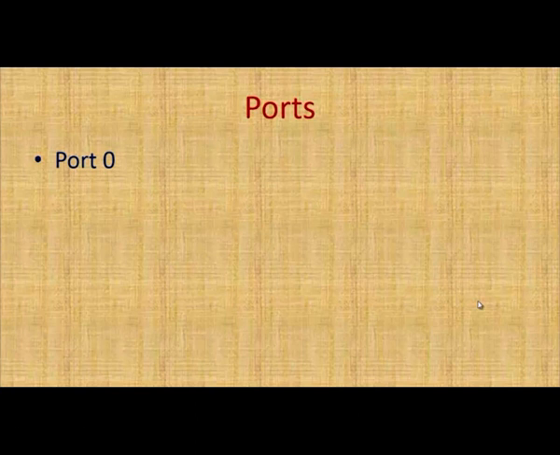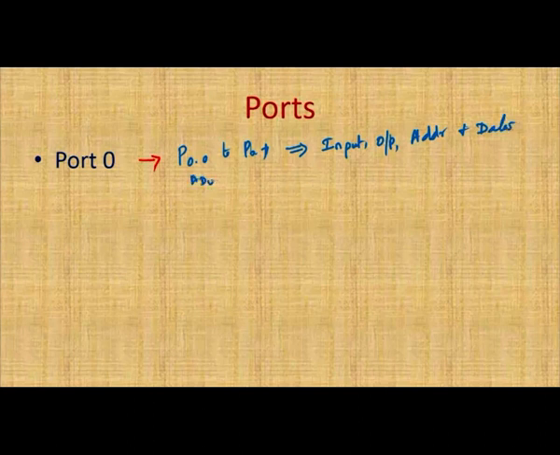In port 0, we have 8 signals denoted P0.0 to P0.7, which are used as input lines, output lines, address lines and data lines, because here AD0 to AD7 signals are multiplexed. So this port 0 is used for all these purposes: input lines, output lines, address lines and also data lines.